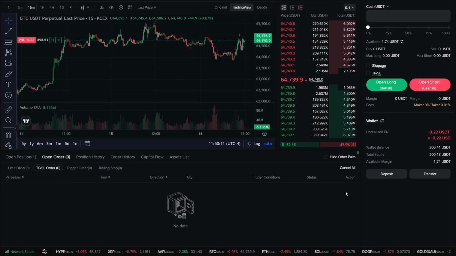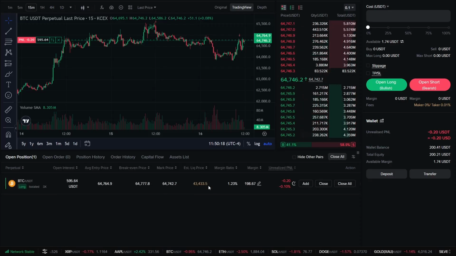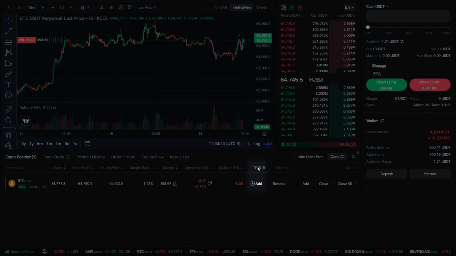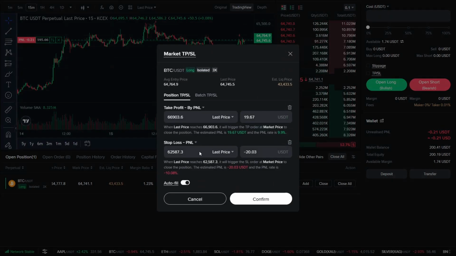I'm now going to show you how to add a take profit and stop loss to your existing position. So we're going to head back to open position, and we're just going to scroll a bit to the right. And here we can see under TPNSL, it says add. Click on this, and this is where we can now add a take profit and stop loss.